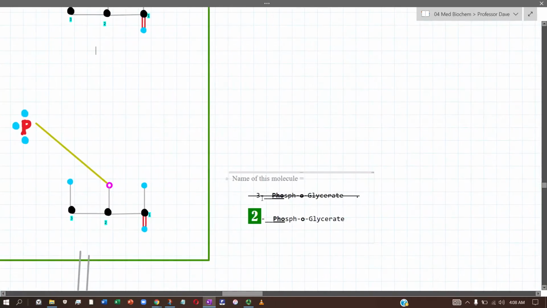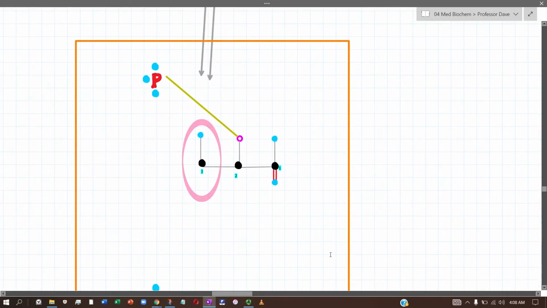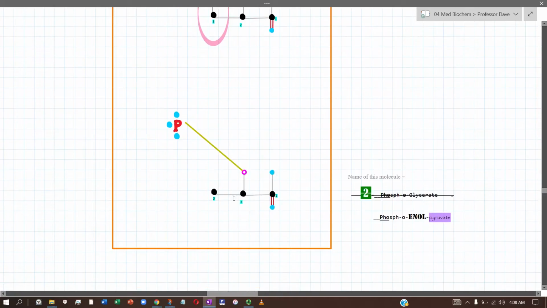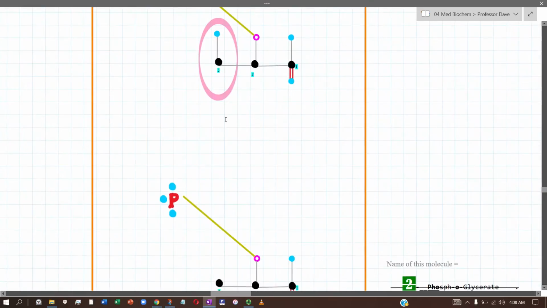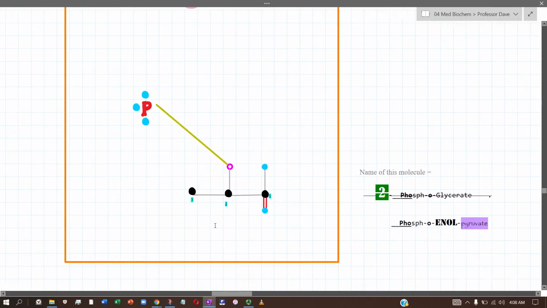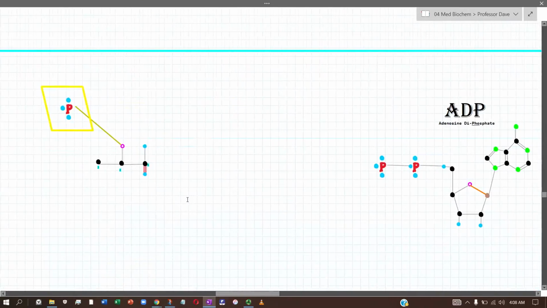Now the name of the molecule is no longer 3-phosphoglycerate. Now the molecule is called 2-phosphoglycerate. So that same molecule is drawn here within this orange rectangle. So what's happening? Well, focus on carbon 3. What's happening is that this hydroxyl group on carbon 3 gets taken away. So now the name of the molecule is phosphoenolpyruvate. Cool. And what happens next?